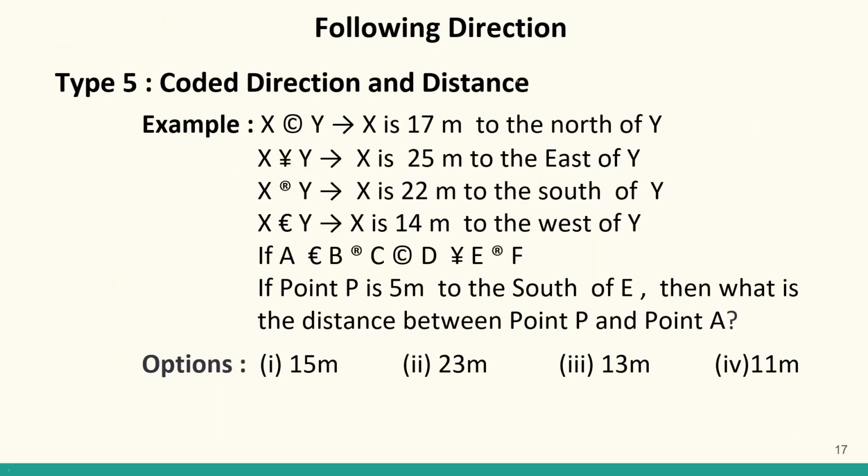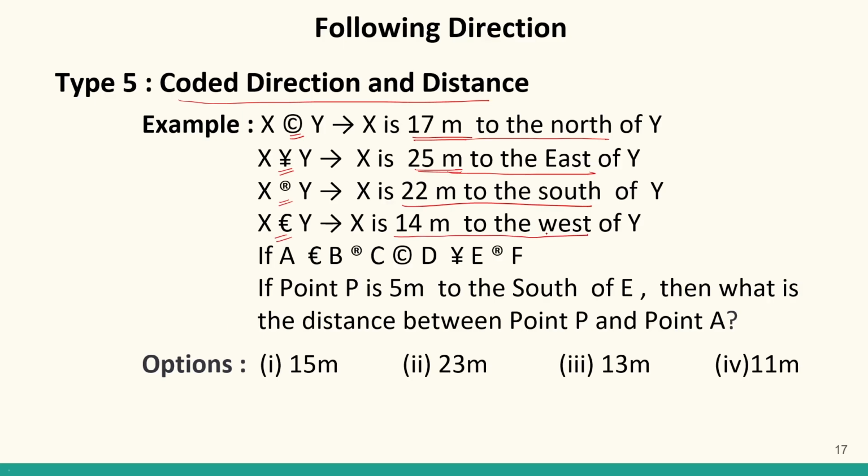Coded direction and distance. So in coded direction and distance, we use the same concept that we used in coding decoding. So C is a symbol and it is coded by 17 meter. Similarly, this is a symbol which is coded by 25 meter to the east. Similarly, this is a symbol which is coded by this, and this is a symbol which is coded by this.